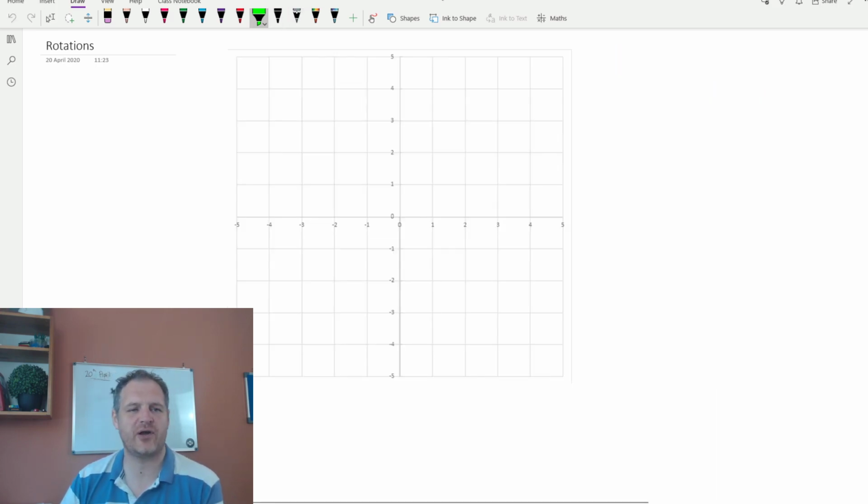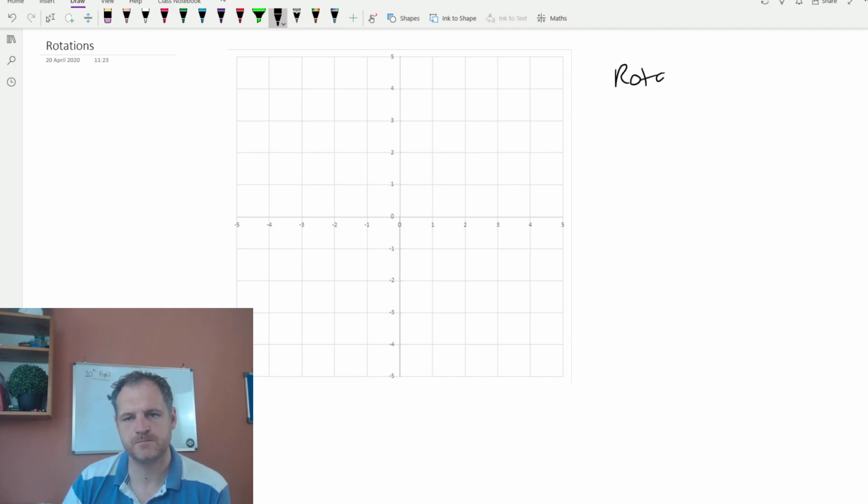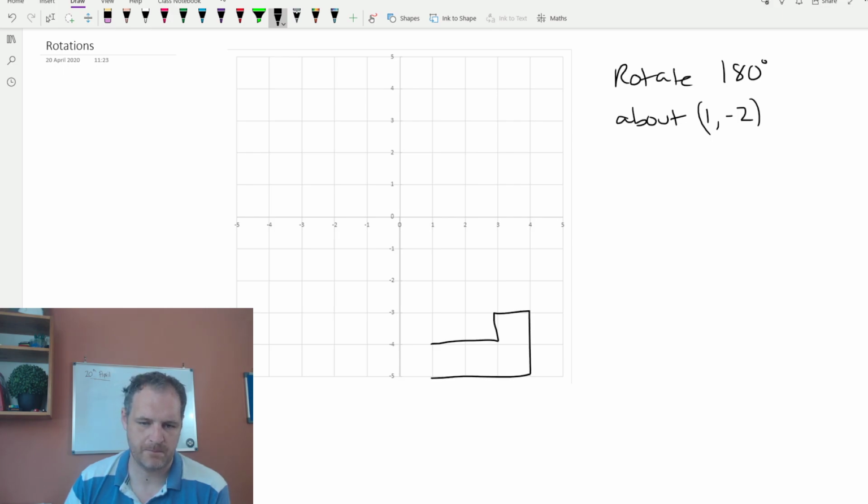Okay, this one's the next one. I want to do one that's slightly harder. Well, what happens if I rotate? We'll go with 180 degrees here because there's no direction then. About 1 minus 2, but I'm going to have a shape that's a bit more convoluted. So 1 minus 2 is here.